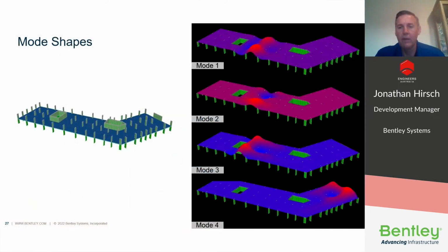This slide shows a mildly irregular structure with the first 4 associated mode shapes from an analysis. Note that the mode shapes for even a slightly irregular structure can get somewhat complicated and are important when calculating the vibration response.